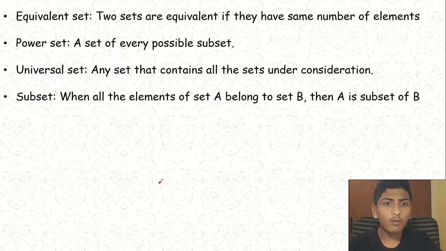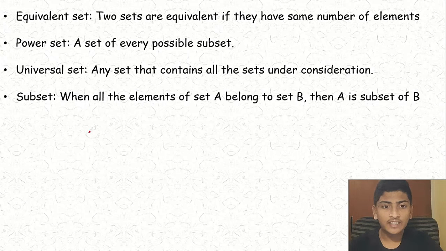Next, equivalent sets. These two sets are equivalent if they have the same number of elements. There is a difference between equal sets and equivalent sets. Equal sets mean the elements should be the same, but equivalent sets mean the number of elements should be the same. Equal sets should have the same elements, and equivalent sets should have the same number of elements.